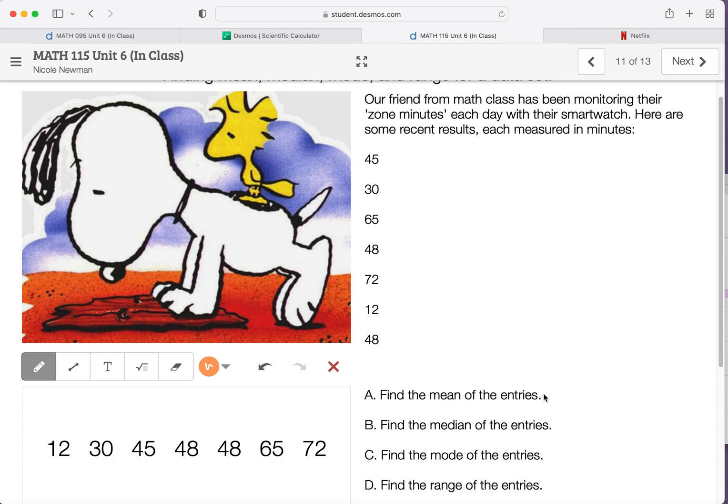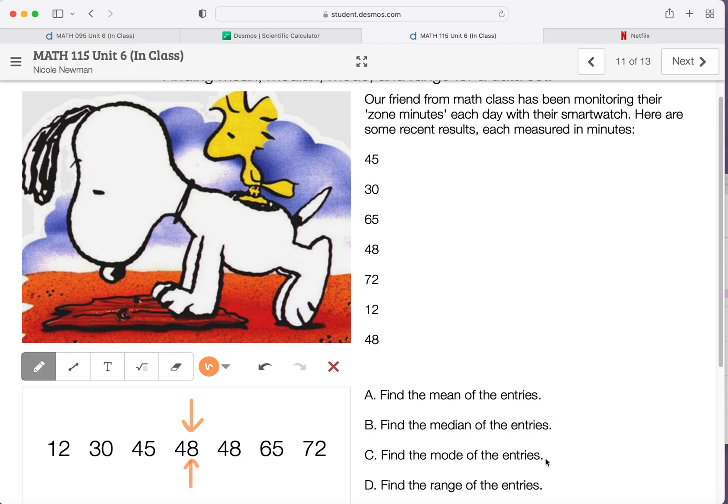To find the mean for letter A, we'll want to add up all of those entries and then divide by 7. The median needs to be the middle entry, and when you have 7 entries, an odd number of entries, we will have an exact middle, and it's right there. As there are 3 entries below it and 3 entries above it, this is the exact middle. So letter B ends up being 48 minutes, and it's friendlier than last time.